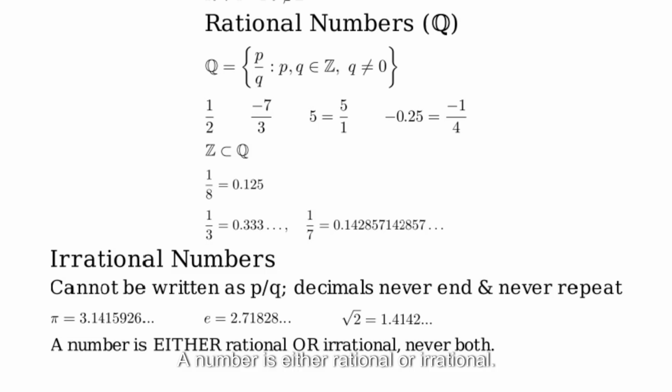Crucial point. A number is either rational or irrational. It cannot be both. They are two completely separate categories of numbers.